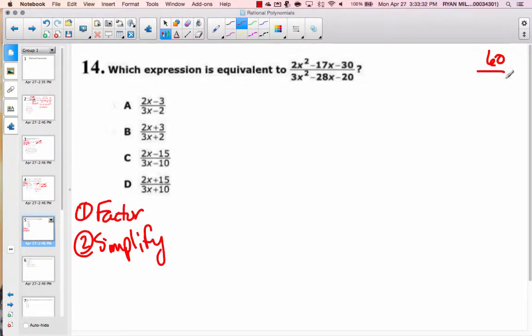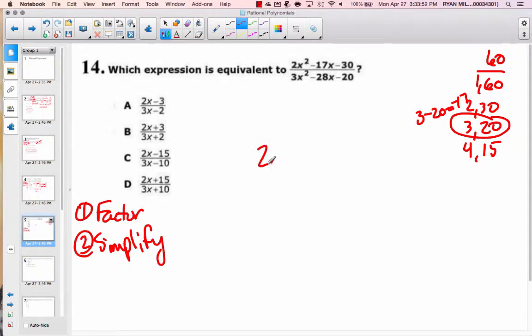Okay. So factoring, I've got 1 and 60, 2 and 30, 3 and 20, 4 and 15. And I'm trying to make negative 17, so I've got my combination right here. I can do 3 minus 20 and get negative 17. So on top, I've got 2x squared plus 3x minus 20x minus 30.